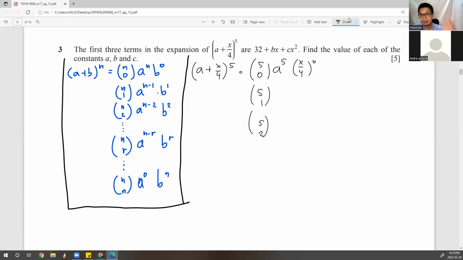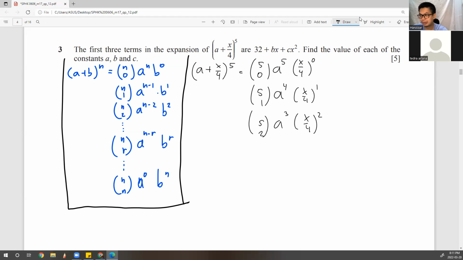Do it slowly. Why do I have to put the 0? Why can I not just ignore this? Because we are following the pattern. That's the rule. So do it slowly. You have 2 hours for doing this, so no need to be in a hurry. So a power 5 subtract 1, you can just write 4. And then x over 4 power 1. And then a to the power of 5 minus 2 is 3, right? And then x over 4 to the power of 2.